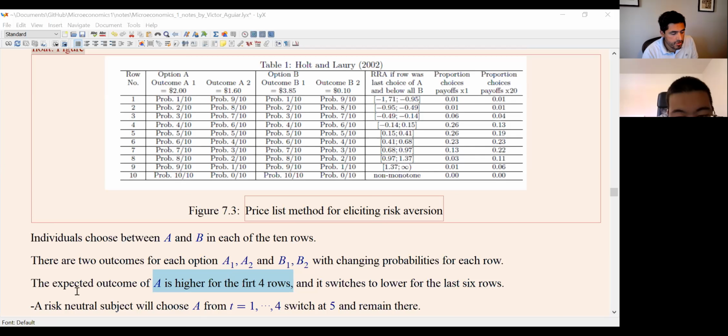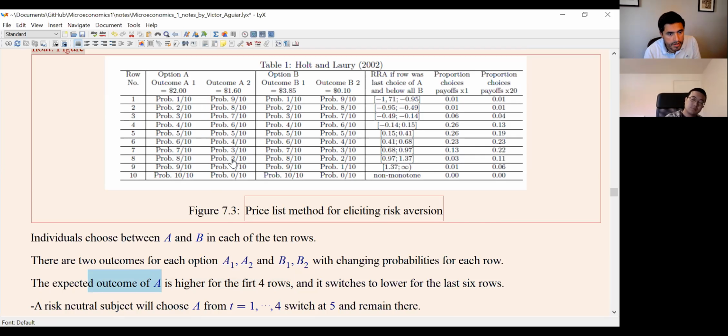So this is the Column A, right? Because the risk neutral guy just has the expected value of the random variable as his or her utility, right? So therefore, if in column A the expected outcome is higher for the first 4 rows, then you will expect the risk neutral guy to pick A in rows 1, 2, 3, 4, and then flip to B from row 5 on, okay? So do you get it?